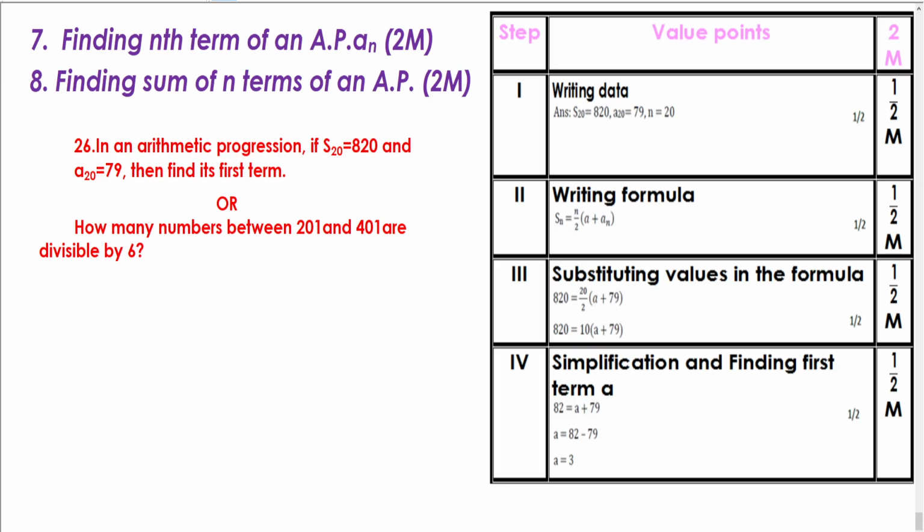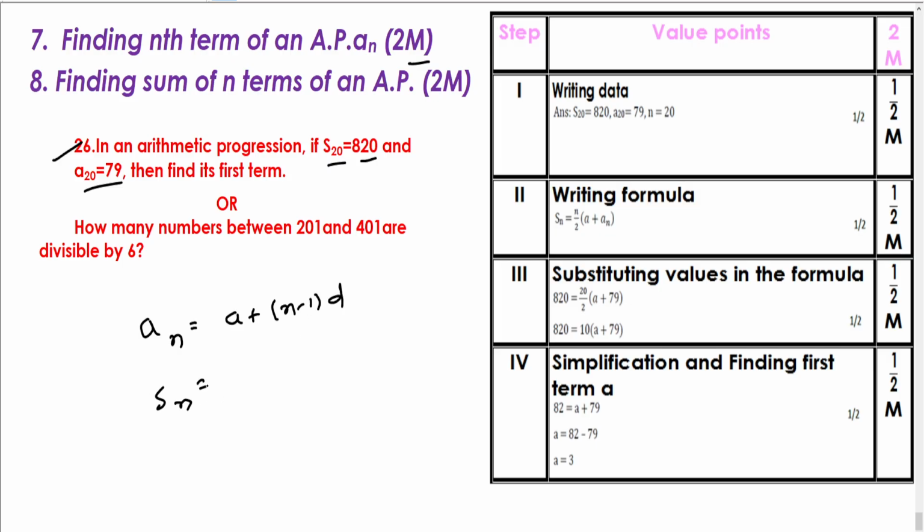Okay, fine. Next, move on to finding the nth term of an AP for 2 marks. Question number 26. In an arithmetic progression, if S20 is equal to 820, a20 is equal to 79, find its first term. First of all, you recall the formula, very important. What is the nth term of an AP formula? a plus n minus 1 into d, you need in your mind.